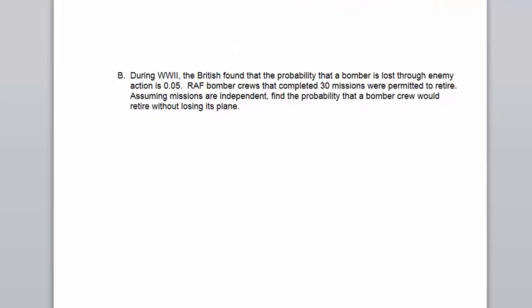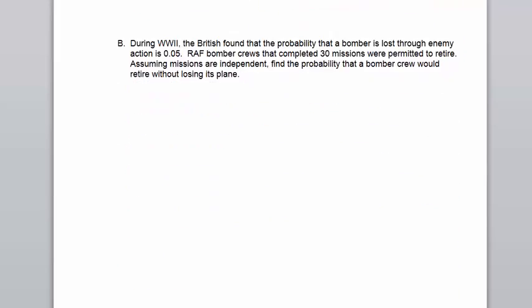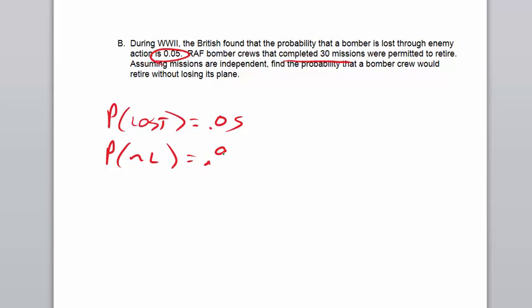All right. World War II. This is actually something close to reality. That 0.05 maybe not exact. The assumption of independence maybe not exact. RAF bomber crews did have to complete 30 missions in order to retire. So if I know the probability of being lost to enemy action is 0.05, then the probability that I'm not lost has to be 0.95, and this is actually really important. I was given independent. Because they were independent, I could multiply.